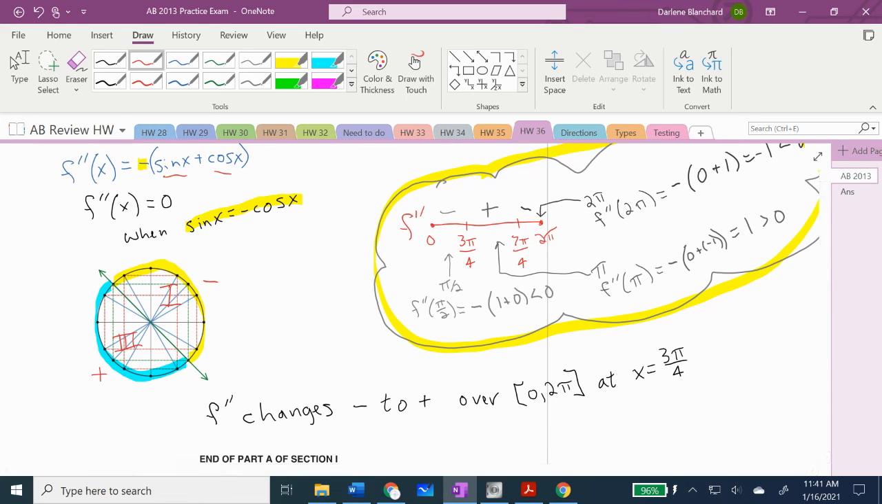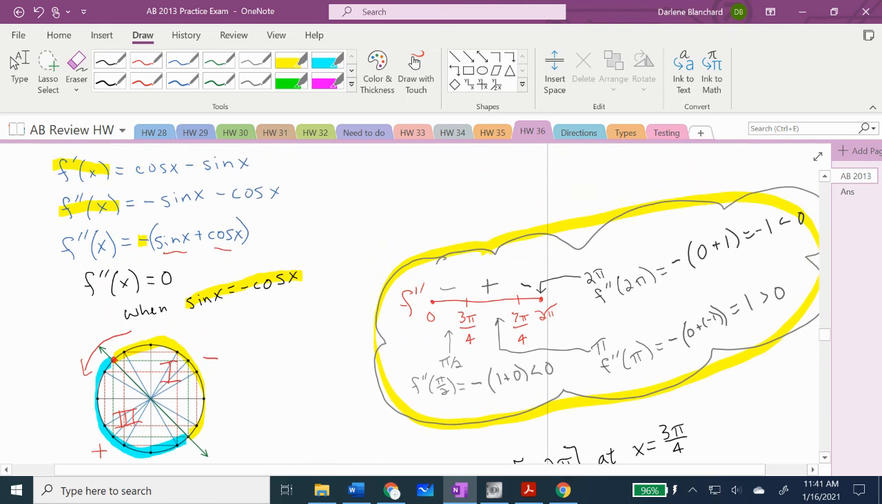Now I want to know when f double prime changes from negative to positive. So as I make a counterclockwise motion around the unit circle, that occurs at this angle between 0 and 2 pi, which is 3 pi over 4. So 3 pi over 4 is the answer.